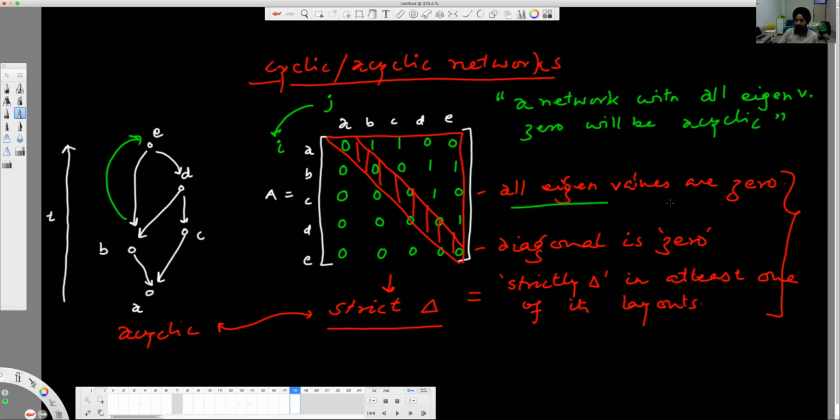See, this is true, right? Given an acyclic network, all eigenvalues are 0. Can the inverse also be true? That a network with all eigenvalues 0, let's say you found a network, and you do not know what this network is all about, but you learn that all the eigenvalues are 0. Can you say that it is acyclic?